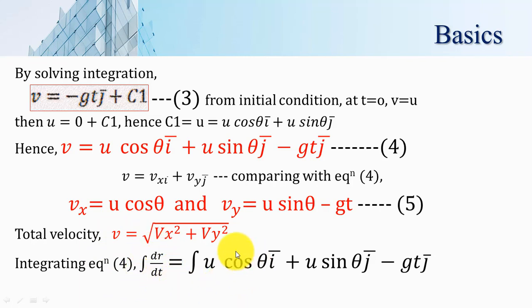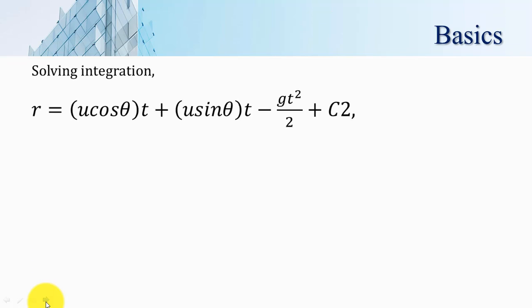Hence, integrating that equation, the u cos theta i term will be integrated separately, and then the bracket u sin theta minus gt, multiplied with j, into dt. By solving that integration, we will get the term ut cos theta i plus ut sin theta j minus gt square by 2 j plus c2. So this c2 is the second constant of integration for the position.